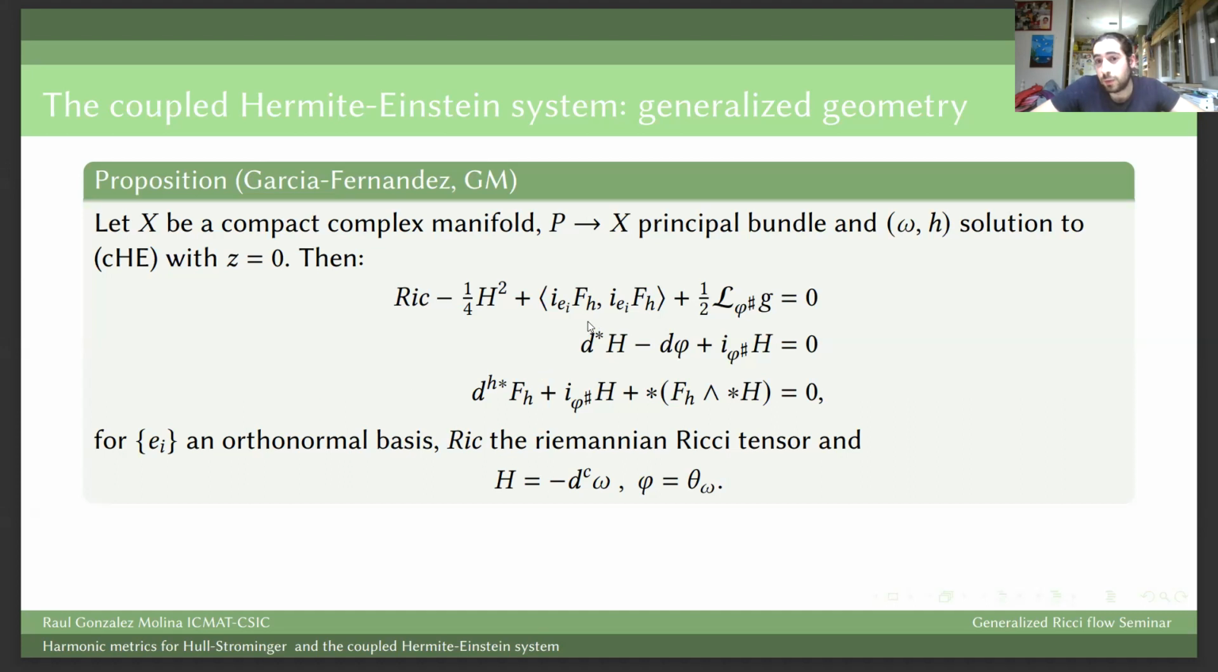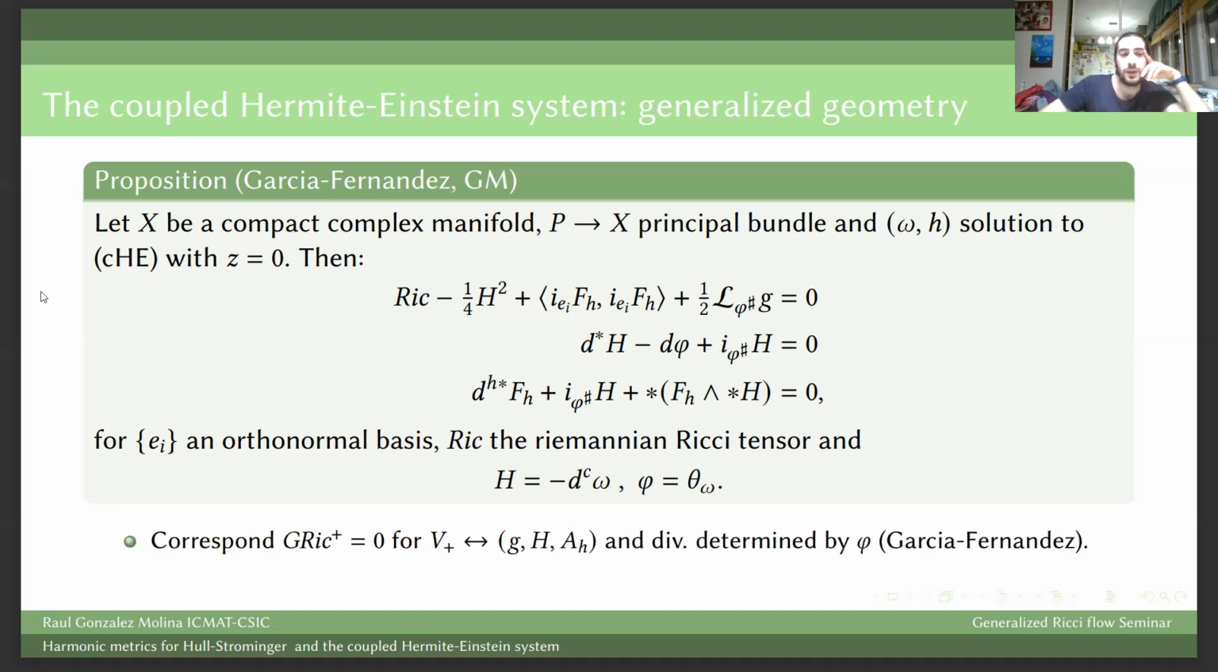So there are many Riemannian things appearing, like, for example, the Ricci curvature. You have this tensor that comes from a 3-form, using the metric to contract some of the indices, etc. Okay, so this is the case. This is just a reformulation in Riemannian language. And the thing is that now we have a generalized geometry interpretation of what this means.